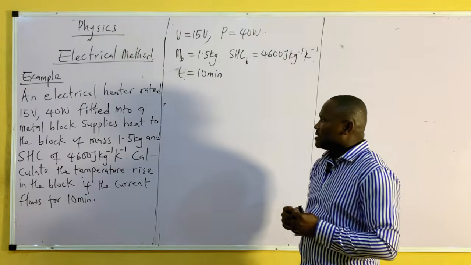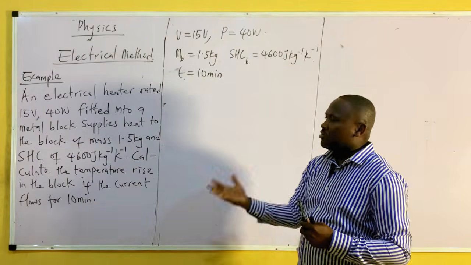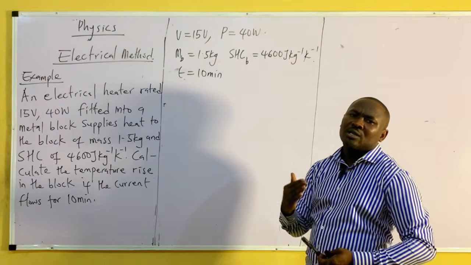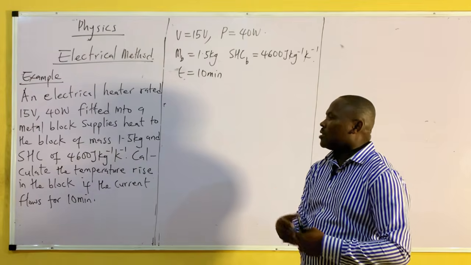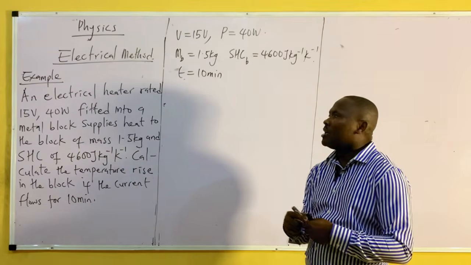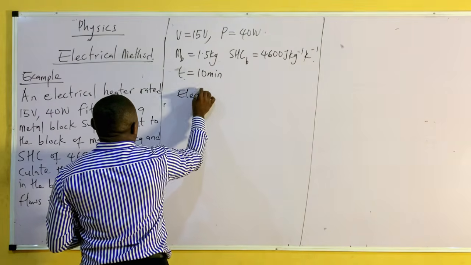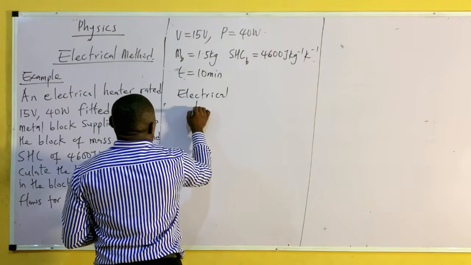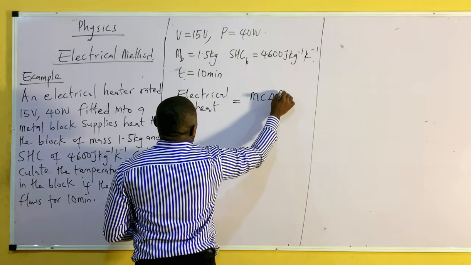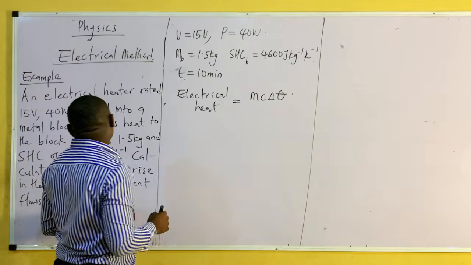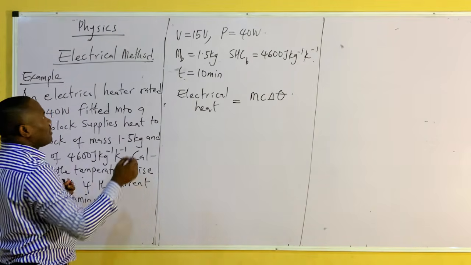Now let's look at this. What is our mode of calculation? Electrical heat equals MC change in theta. Heat loss equals heat gain. So electrical heat equals MC change in theta. Now let's see, what do we have as electrical heat? What are the parameters I have?